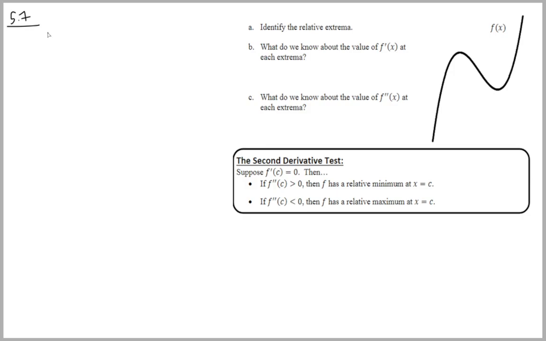What is this saying? The second derivative test is basically the first derivative test, but now we're using second derivatives instead, and it's easier to use.